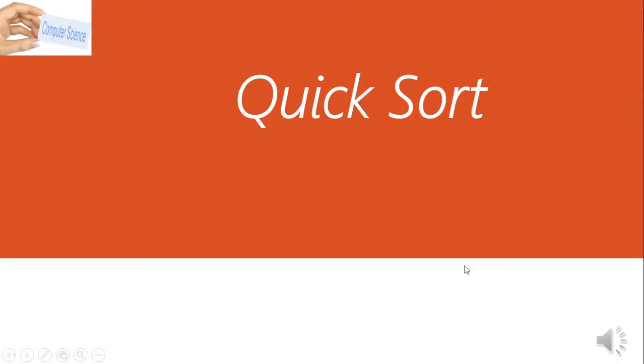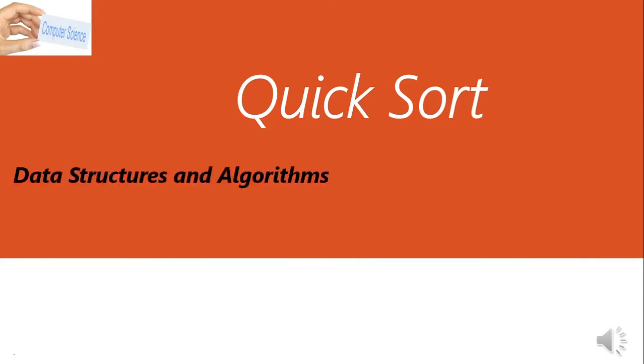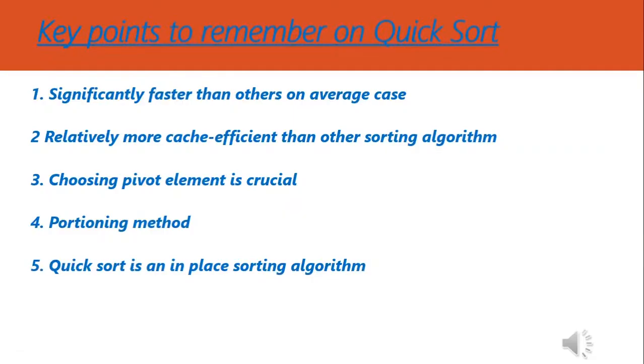So the Quicksort algorithm is one of the most popular algorithms we have in the data structure and algorithm subject. The main key points to remember for Quicksort are: it is significantly faster than other sorting algorithms on the average case, it is relatively more cache friendly, it uses a pivot element and a partitioning method to get the sorted result, and it is also an in-place sort. Next we are going to discuss the Quicksort algorithm in detail.